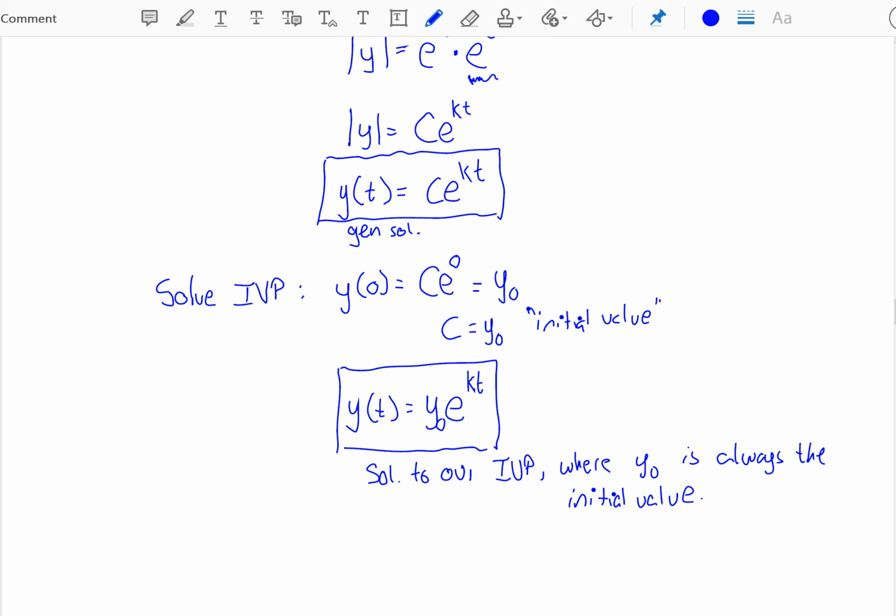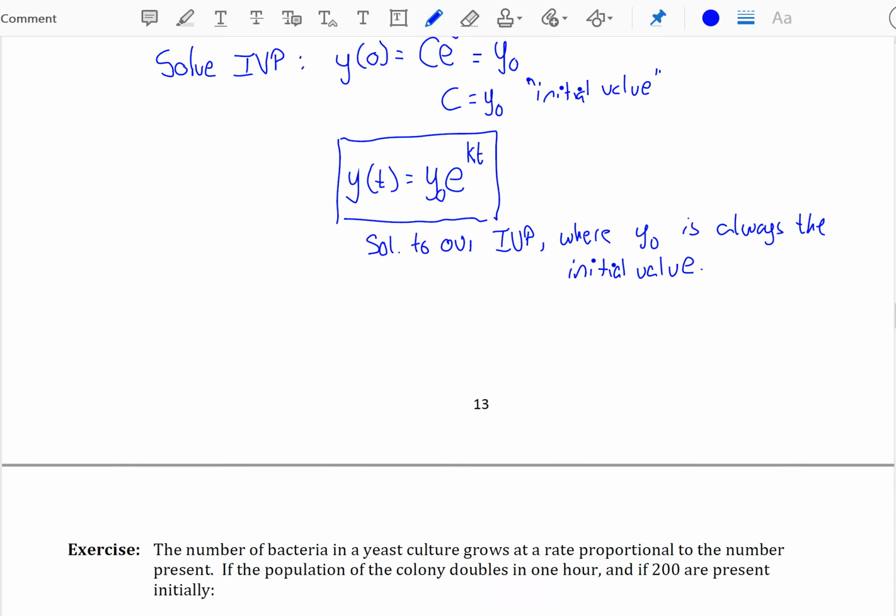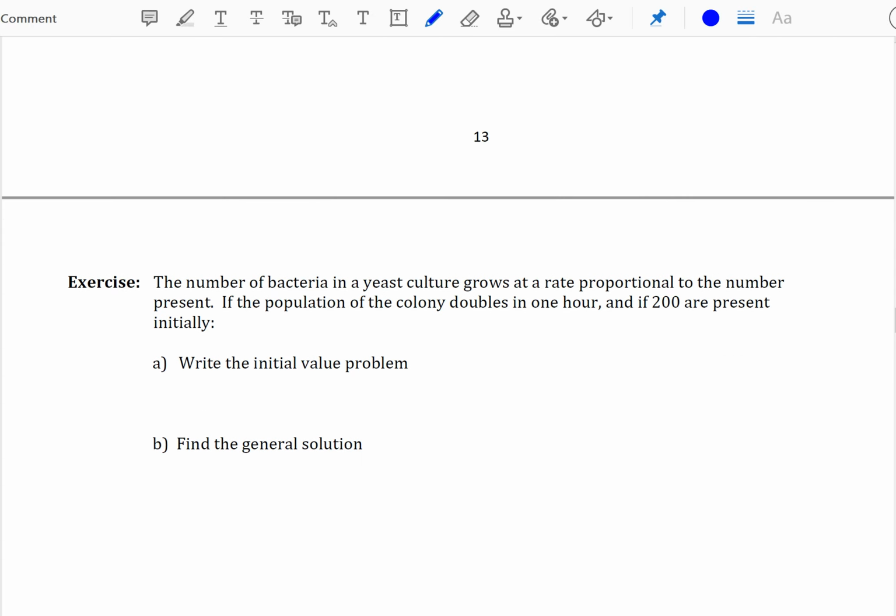Now, I'm asking that you remember this general solution so that we can use it for each of the problems that we'll see in chapter 2.3. However, if you'd like to solve this problem, you're welcome to do so. Let's see how this looks with applications.